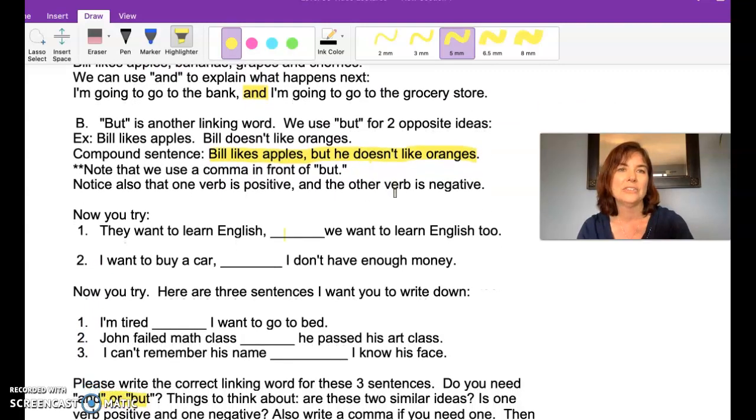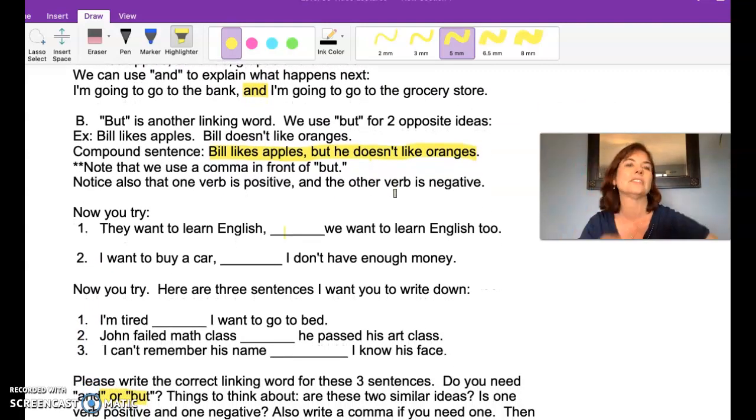We can use and to explain what happens next. Also, I'm going to go to the bank and I'm going to go to the grocery store. So first, the person is going to the bank. Next, he or she is going to the grocery store. So that is the linking word and. The next linking word I want to tell you about is but. We use these for two opposite ideas.